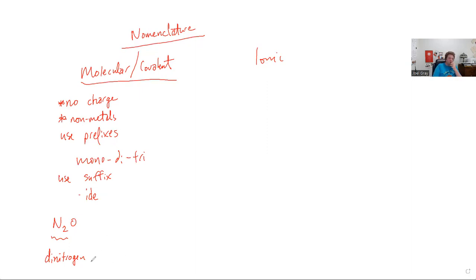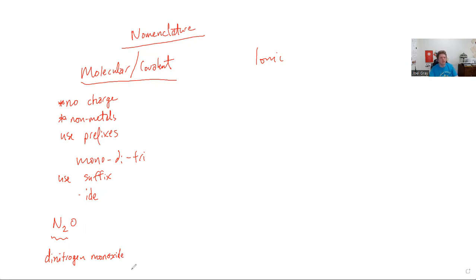When you have a second element and there's only one of them, you are going to use the prefix mon or mono. In this case, it's mon just because the first letter of your element there, oxygen, starts with O. So this is dinitrogen monoxide.